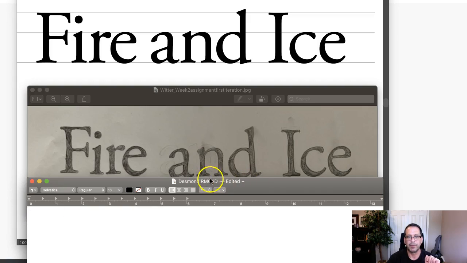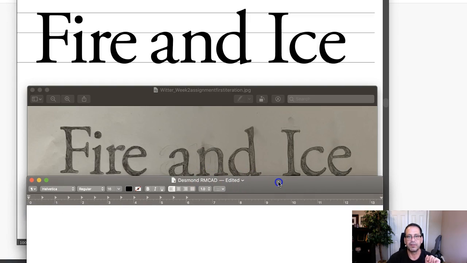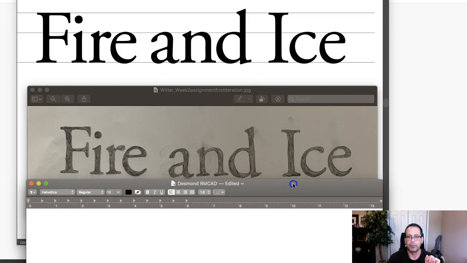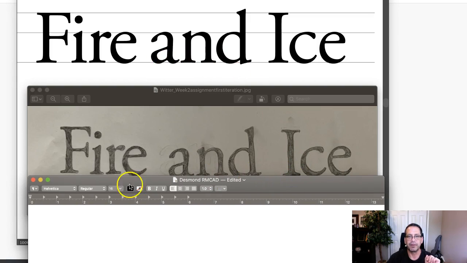We can see that the word and doesn't sit evenly on the baseline like we see here. And we can see the word ice also is not even. The word fire isn't even on the baseline, it's above the baseline. So there are some extreme inconsistencies.